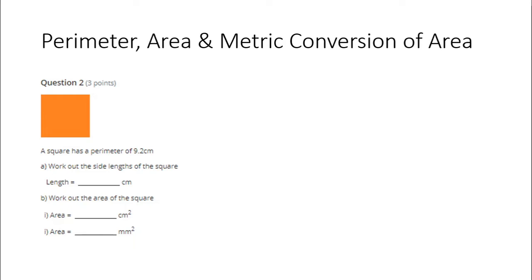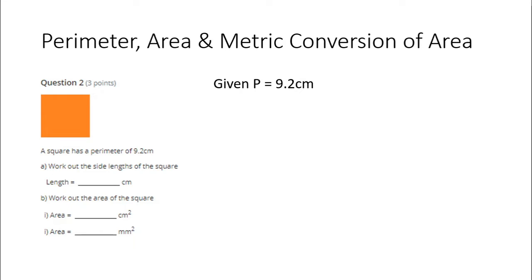Next, again, we have a perimeter and area question and metric conversions of areas. But to start out with, they have given us the perimeter. They've told us that the perimeter is 9.2 centimeters. So we are asked to work out the length of the sides of this square.